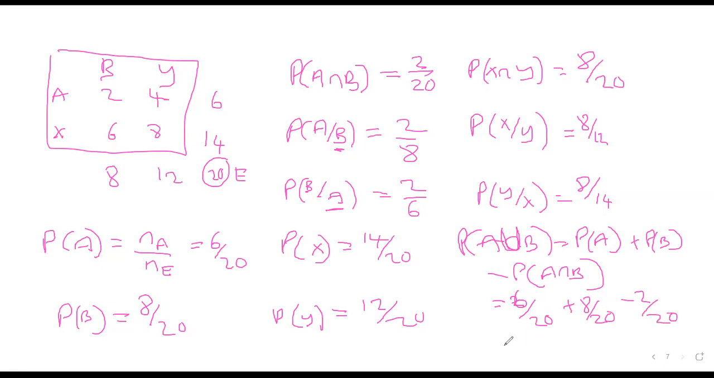How is X given Y 8 over 12? Where they meet, X and Y, they meet at 8, and the total for the bottom number, the total for Y, is 12. Similarly, Y given X, they meet at 8, but now the total for X is 14. Is that clear? Yes, it's clear.